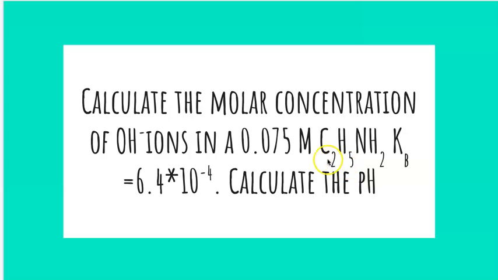So write out your reaction. C2H5NH2 plus H2O makes C2H5NH3 plus OH minus. Use Kb to work through and find the OH concentration. Then work your way around the circle to find the pH. This is a more involved problem. It's probably going to take you a minute. Go ahead and pause the video and work on it. We can talk about it in class.